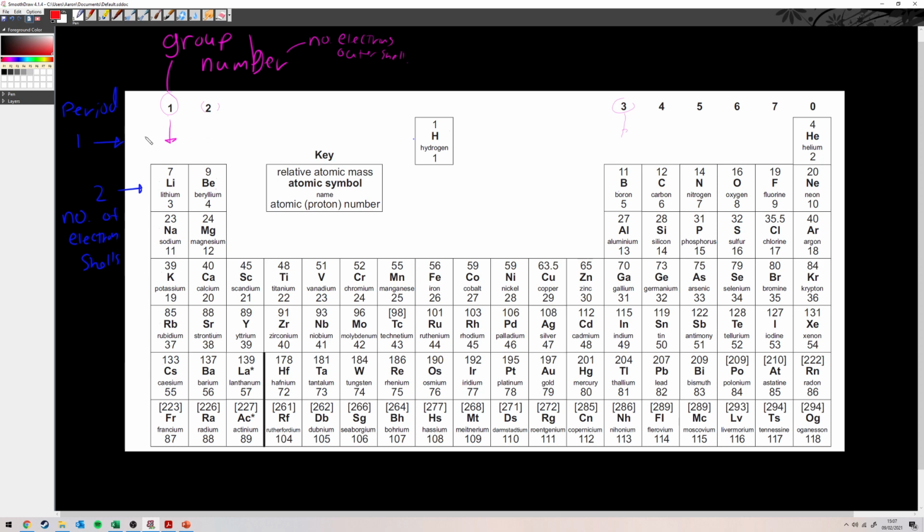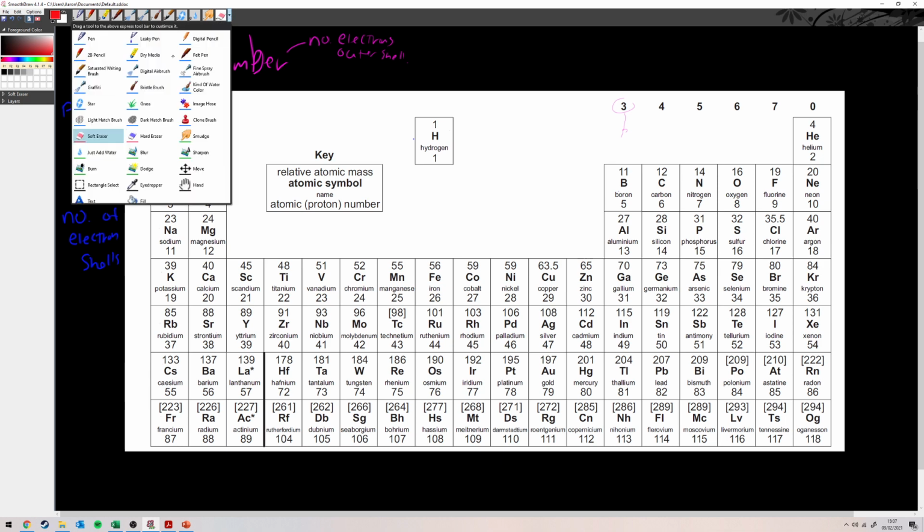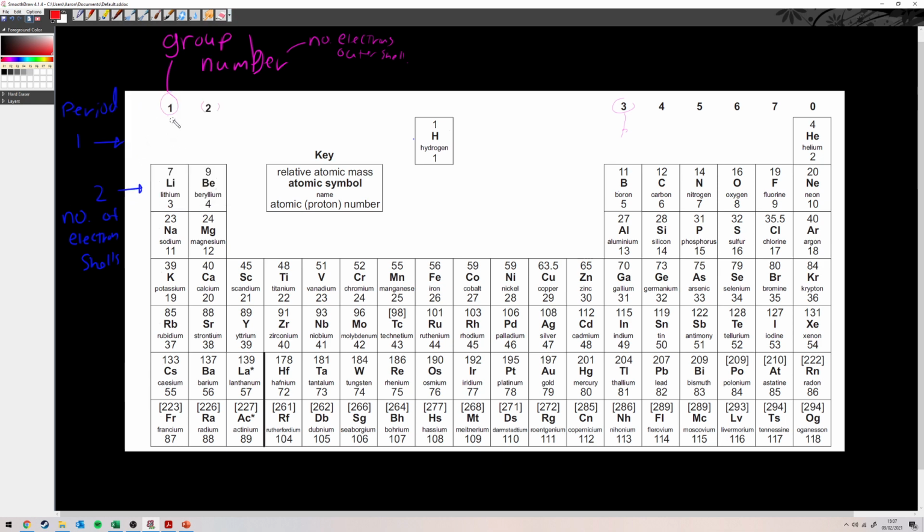Now, there are a few names we need to learn. Group 1. So I'm just going to get my rubber and get rid of this. Group 1. I didn't mean to rub that out. Group 1 are called the alkali metals. Okay, group 1 are the alkali metals. So these, lithium, sodium, potassium, rubidium, cesium, and francium, are alkali metals.